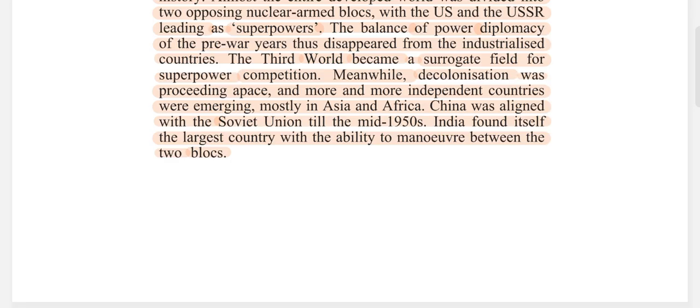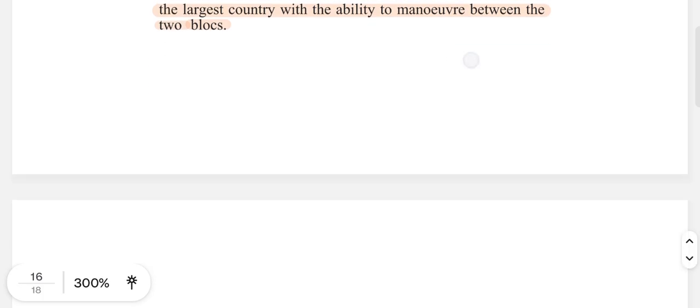Meanwhile, decolonization was proceeding apace, and more independent countries were emerging, mostly in Asia and Africa. China was aligned with the Soviet Union till the mid-1950s. India found itself the largest country with the ability to maneuver between the two blocs. The evolution of nationalist foreign policy.